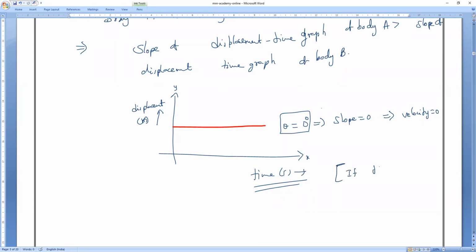Please remember: if the straight line is parallel to the time axis, then theta is equal to how much? Theta is 0. Slope is 0. Velocity is 0. It means the body is in motion or at rest? The body is at rest.